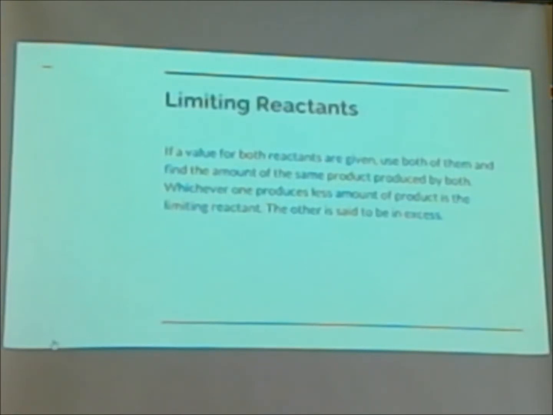So whichever one is less is the most we can make, because then we run out of milk. We still have more eggs, but we run out of milk. So this is the amount of cakes we can make. Because the milk limits, we call that the limiting reactant in a reaction. And the eggs are in excess, because we have more than we need since the other one limits.